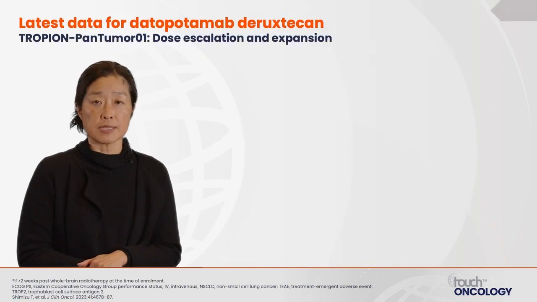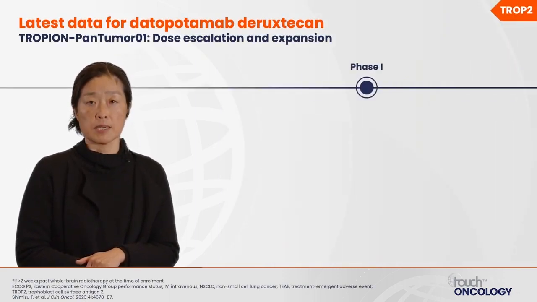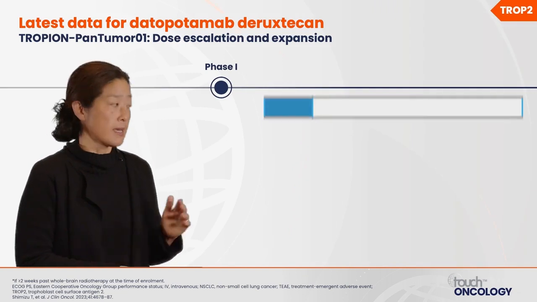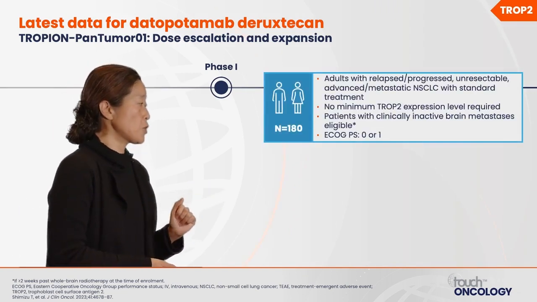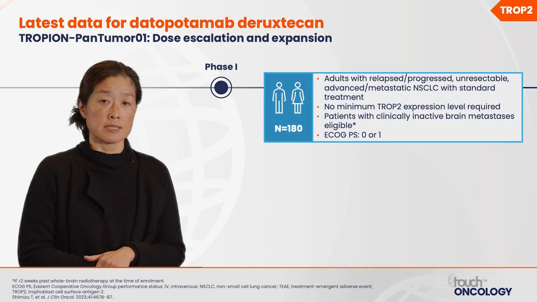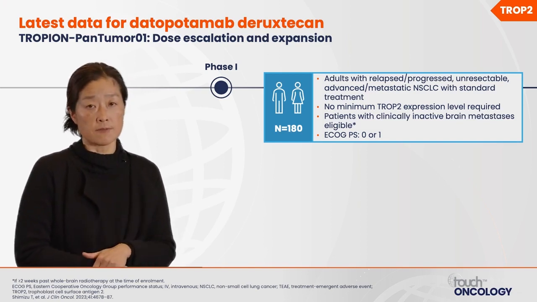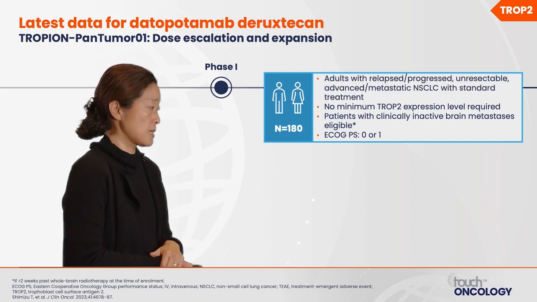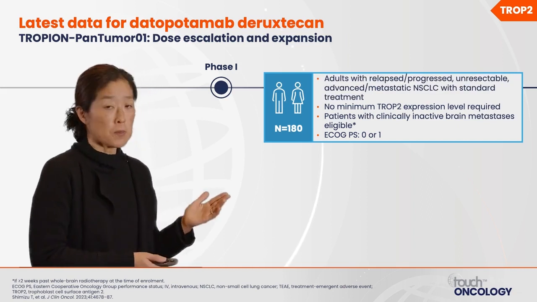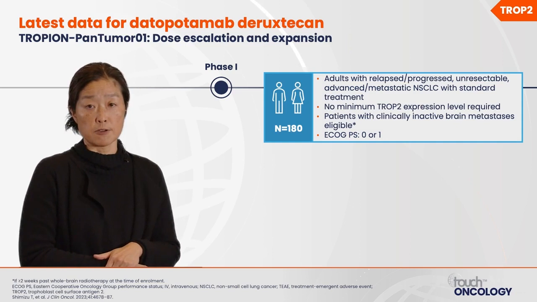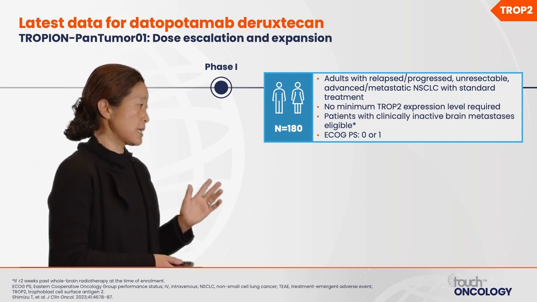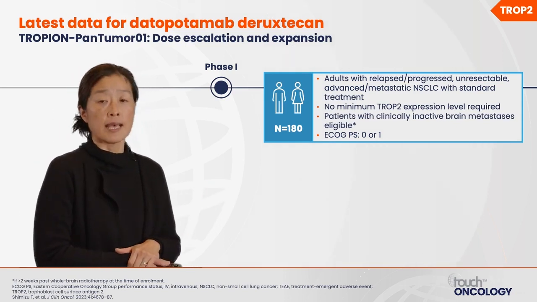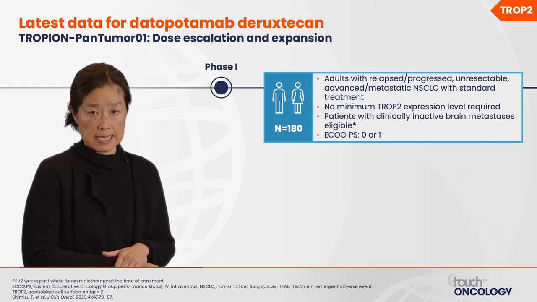We're going to move on now to datopotamab deruxtecan. As a reminder, this is the TROP2 ADC. And here we see the Tropion Pan-Tumor01. This was the dose escalation and expansion study across multiple different solid tumor types. And specifically, there was an expansion in advanced non-small cell lung cancer. There was no minimum level of TROP2 expression required for this study. Patients with clinically inactive brain metastases were eligible. And again, patients had to have good performance status.